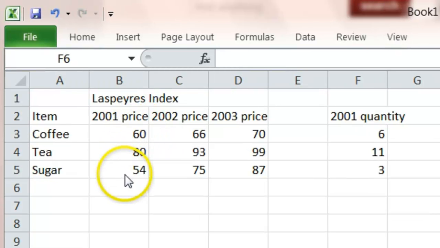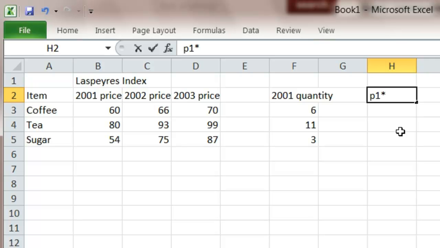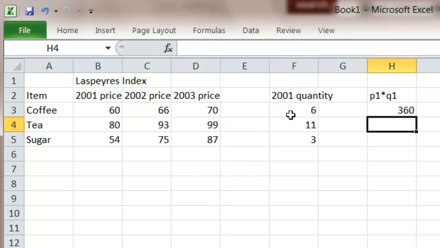So we have here prices for 3 successive years of coffee, tea and sugar, and we've also got how much of each was sold in 2001. So from this we can work out the total price of the basket in 2001, and we'll do that, let's put it here, by multiplying the price in 2001, which I'll call P1, times the quantity in 2001, which I'll call Q1. So to get the actual formula, this will equal the price in 2001 times the quantity in 2001.